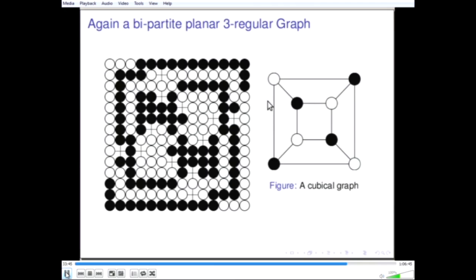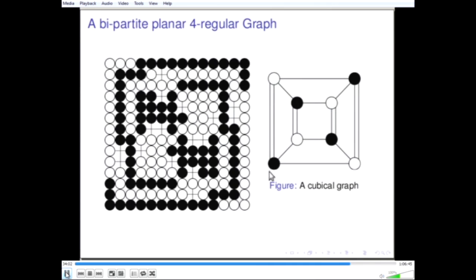A perfect matching is a set of edges which each link a black and a white chain, a black and a white node, and all nodes are linked. For example, these edges link up all the nodes, and each node is linked only once. What it corresponds to on the Go board is that now we have here two shared liberties, here two shared liberties, represented by two edges, and similarly here and here.